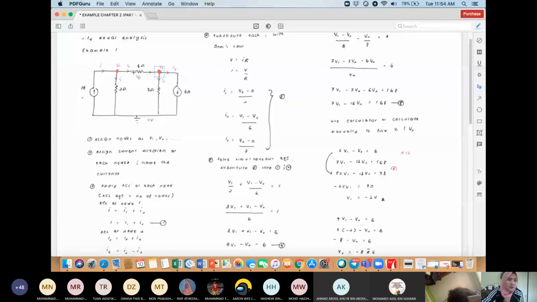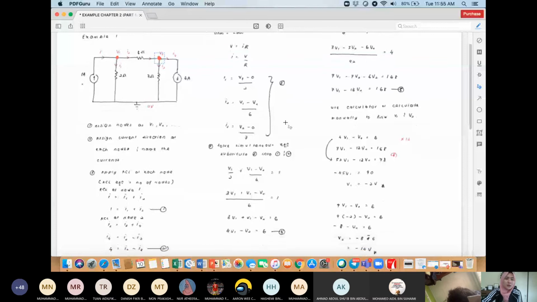I2 is over here. So I2 is actually V1 minus V2 divided by R. The R is 6 ohm. That's why you have I2 equals V1 minus V2 divided by 6. And I3 is over here. So it is actually V2 minus 0, because this is 0, divided by 7.